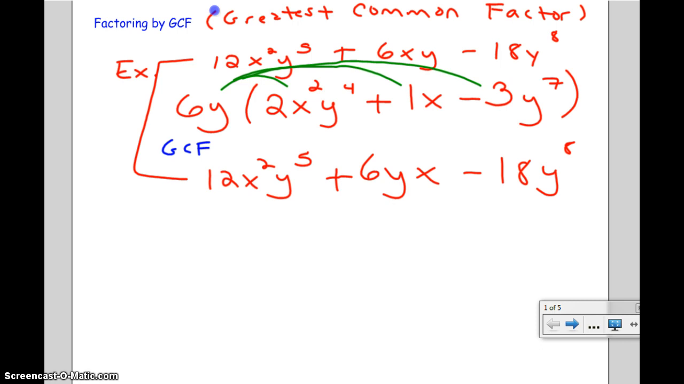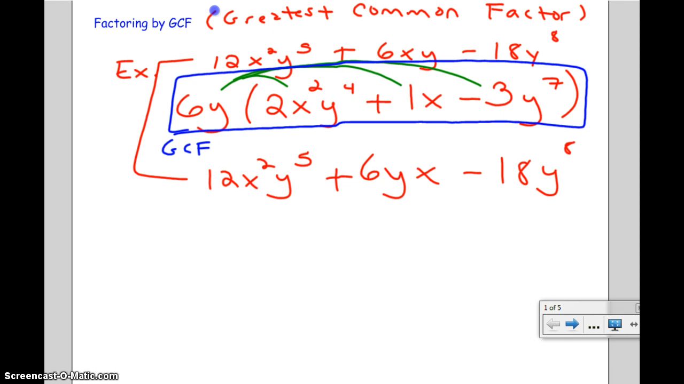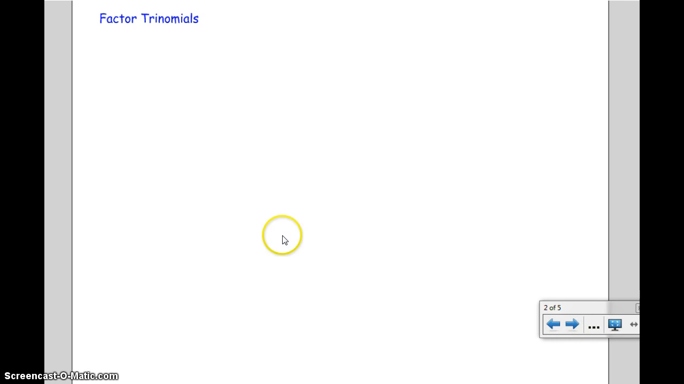My final answer would be the 6y multiplied by everything inside the parentheses, because that was my factoring. I can't do anything else with what's left in the parentheses, because this one only had a greatest common factor. Let's look at another case when I factor trinomials.